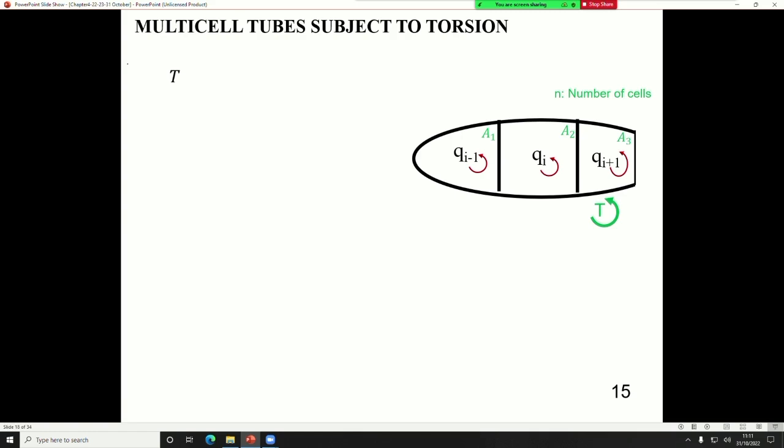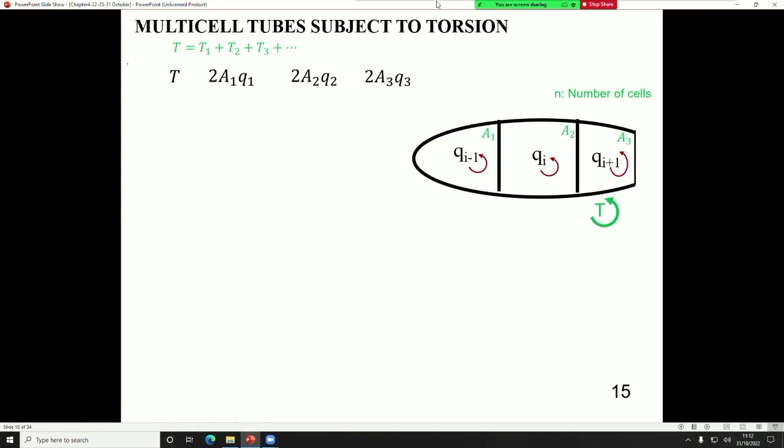Each one of them has its own shear flow, and also its own resisting torque. For a single cell, we said 2AQ was equal to T, the torque applied. Now here I can say each of them has its own shear flow. I can say 2 times the area of each cell multiplied by the shear flow of that cell is the resisting torque of that cell. So 2A1Q1 is the resisting torque of cell number 1. 2A2Q2 is the resisting torque of cell number 2. And this is for cell number 3 and so on.